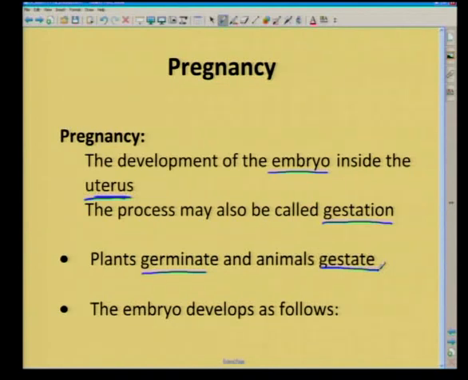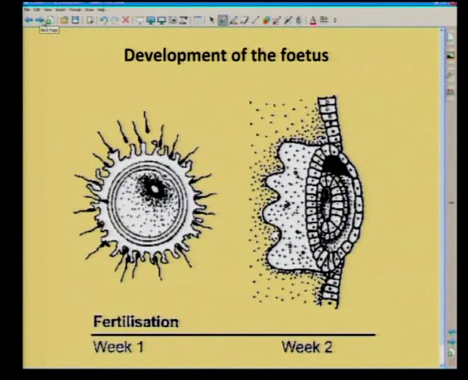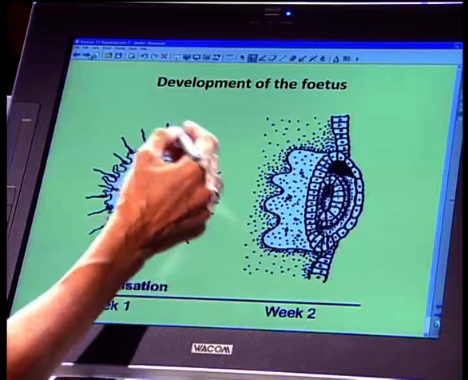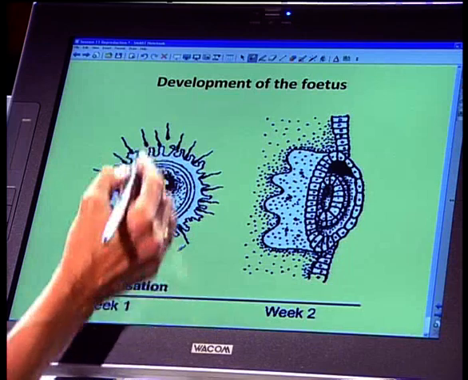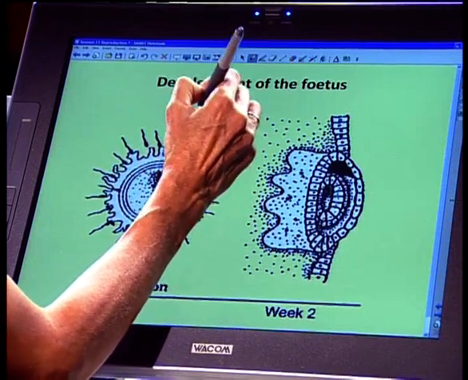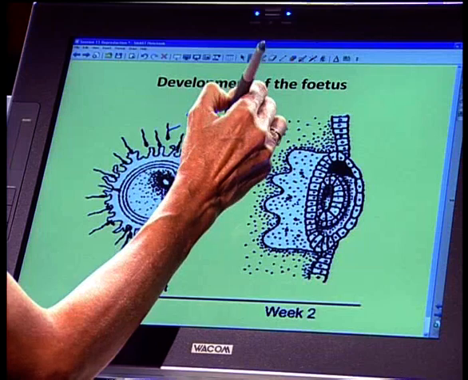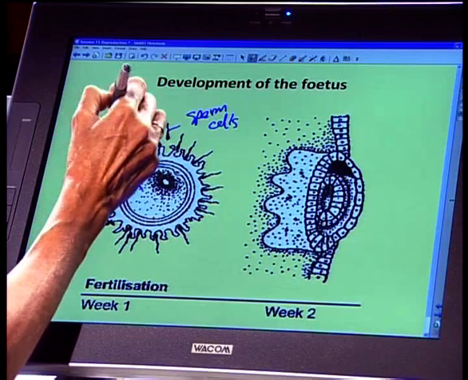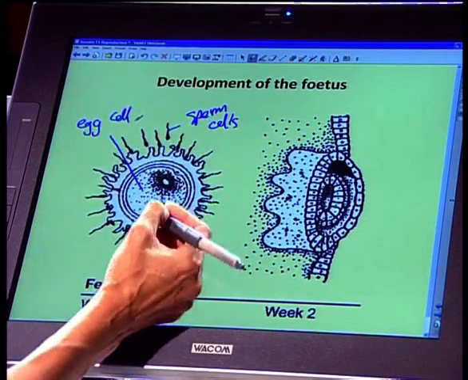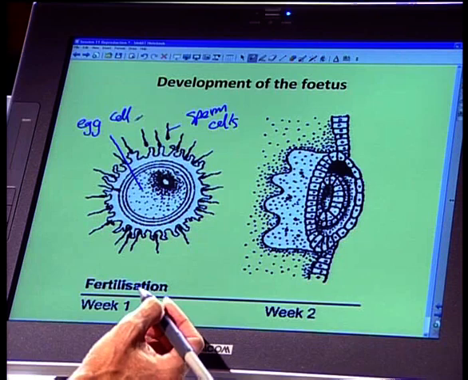Now, the embryo develops as follows. If we look at how the embryo develops, I've got a series of diagrams here. In week 1, that's when fertilization took place. These little things that look like little stars are all the little sperm cells, and they are basically attacking this poor little egg cell because they're looking for a way to get in so fertilization can take place.